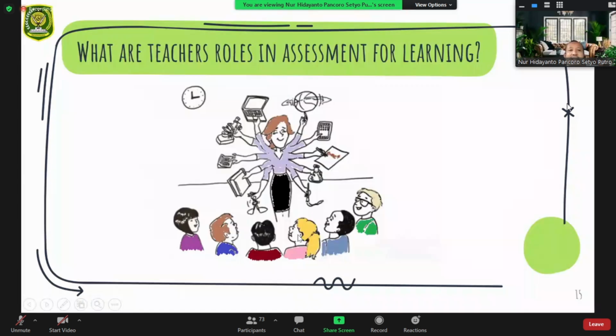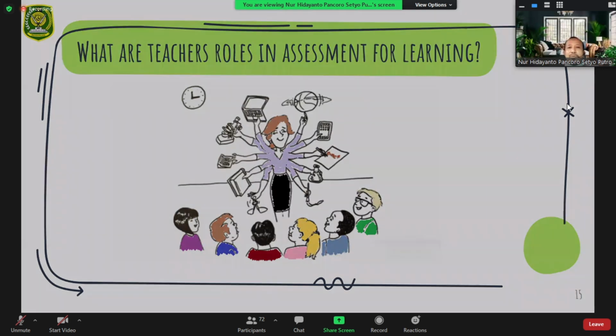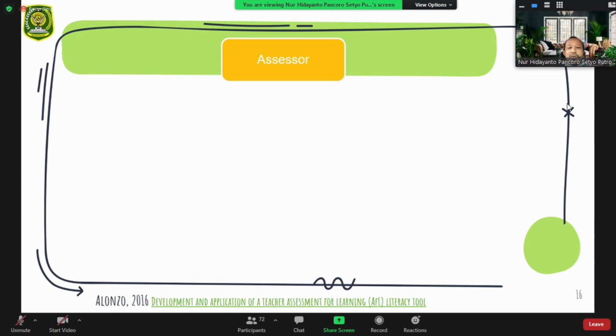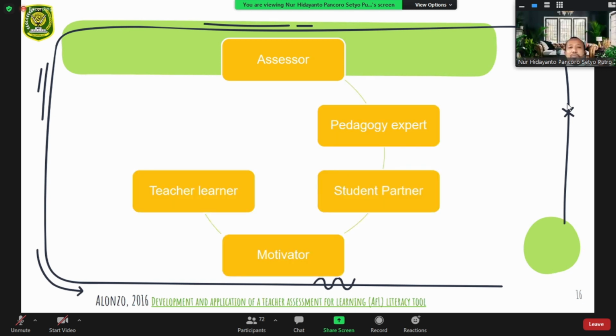Okay? The next question is, Bapak Ibu, Pak, berarti kalau kayak gitu, tugas guru itu, tugas dosen itu banyak dong? Yes. For the single assessment thing, we have many different jobs or roles. I'm going to show you at least 6 different roles from Dennis Alonso's dissertation, 2016. He is one of my colleagues at UNSW. So he found these 6 different roles of teachers.